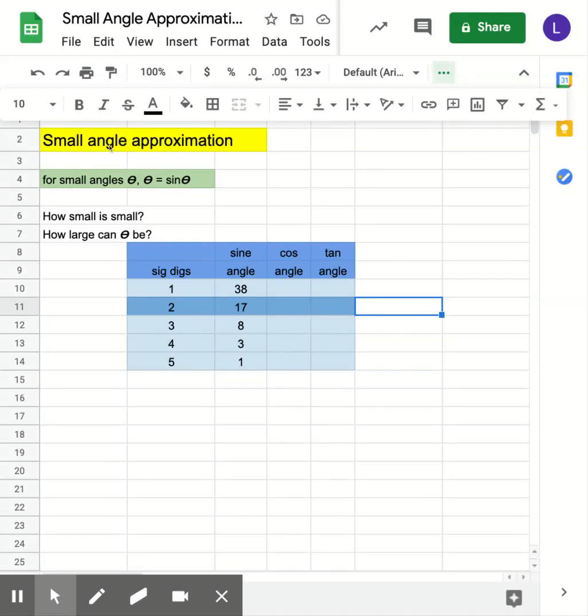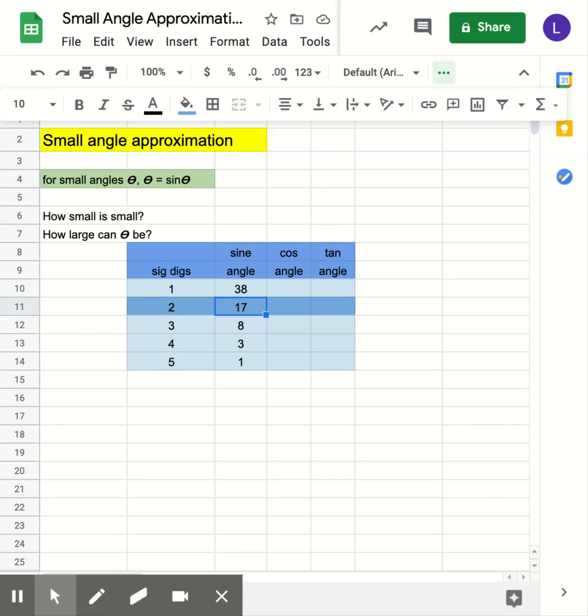In the previous installment, we looked at the small angle approximation, and we said that for small angles theta equals sine theta. We wanted to determine how small is small and how large theta could be before it's no longer true. So we investigated it for sine, and what we found, to one significant digit, it's true up to an angle of 38 degrees. But in science, we don't have measurements that are one digit. We have a minimum of two, a certain digit and an estimated or uncertain digit. So to two significant digits, it's good up to 17 degrees, which is pretty large.